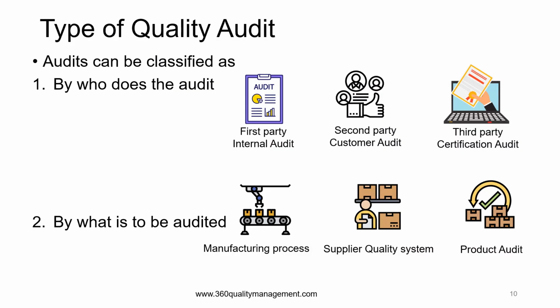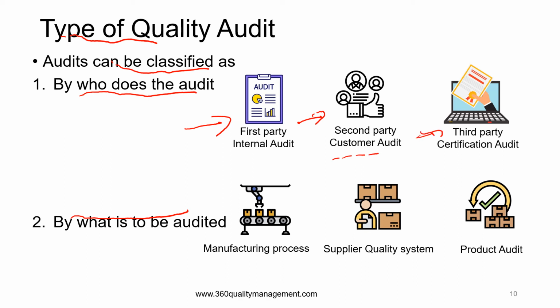In this slide, I'm going to walk you through the types of audit. Audits actually can be classified by who does the audit and what is to be audited. So, first party audit is actually done by internal auditors to ensure that the company meets its quality management system. And the second party audit is a customer's audit of suppliers. To you, it's a supplier's audit, and to the suppliers, it is a customer's audit.